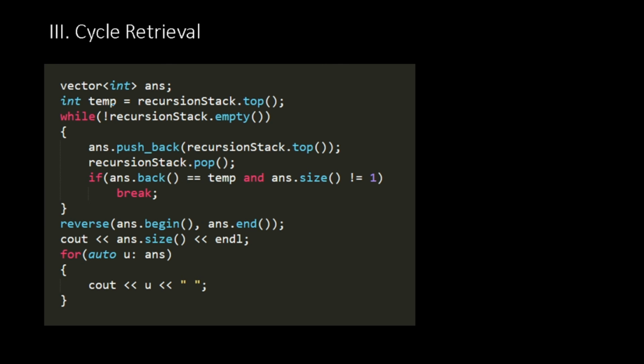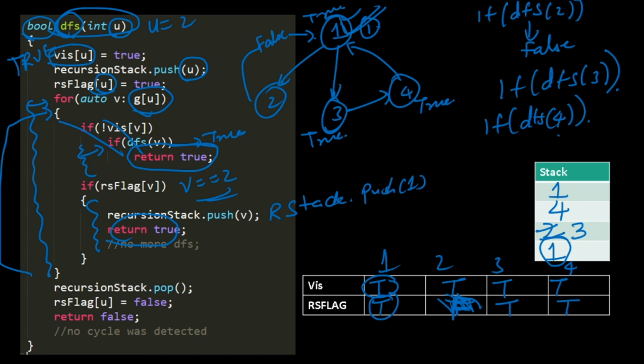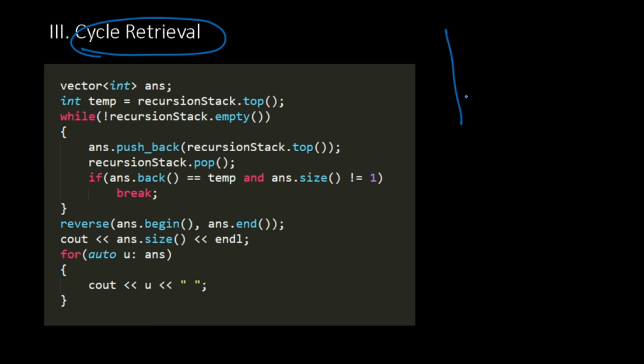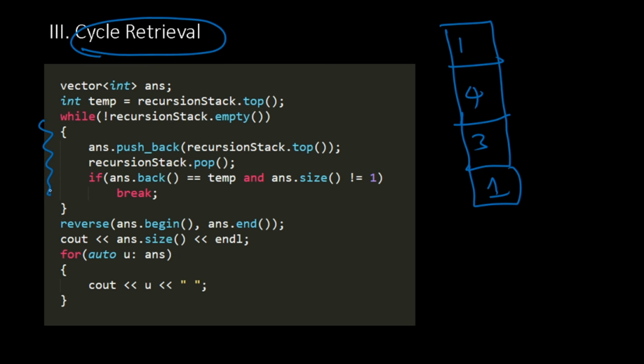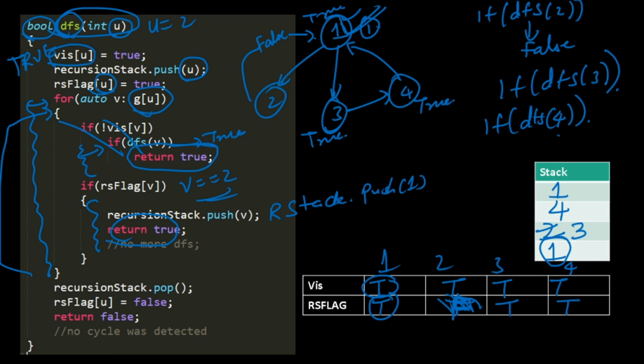Okay, how do you retrieve the cycle? Let us copy the stack: 1, 4, 3, 1. What does this code tell you? As long as the stack is not empty and as long as you don't capture the same element again, keep capturing all of these elements of the stack into a vector. So 1 is captured into the vector, then 4, then 3, then 1. Then let's reverse the vector. When you reverse the vector, it is 1, 3, 4 and 1. And then your answer is 1, 3, 4 and 1.